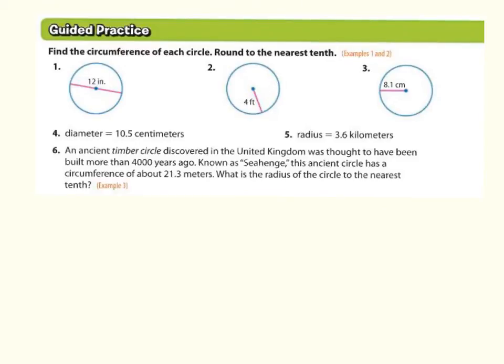And actually number 6, they give you the circumference, okay? And then they want you to find the radius. So you're going to be dividing twice, once to find the diameter and then the other time to find the radius. Okay, pause your screen and then push play when you're ready to get the answers.